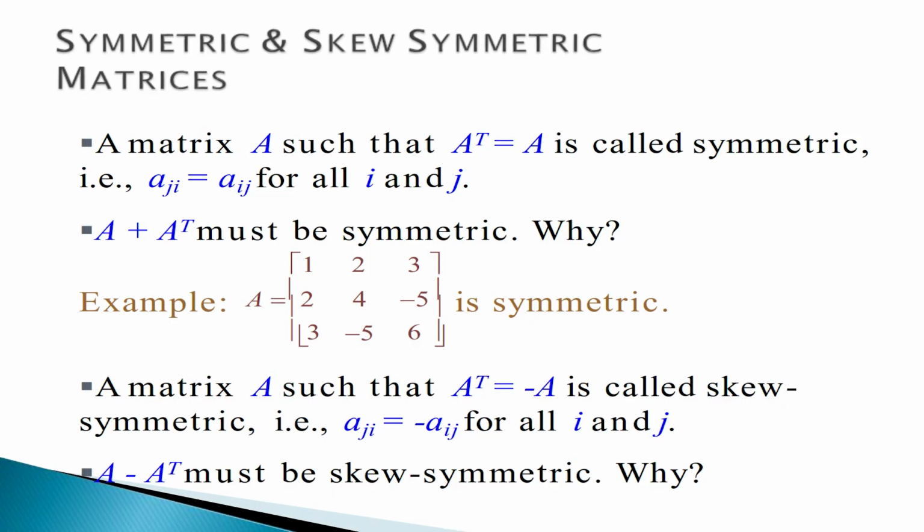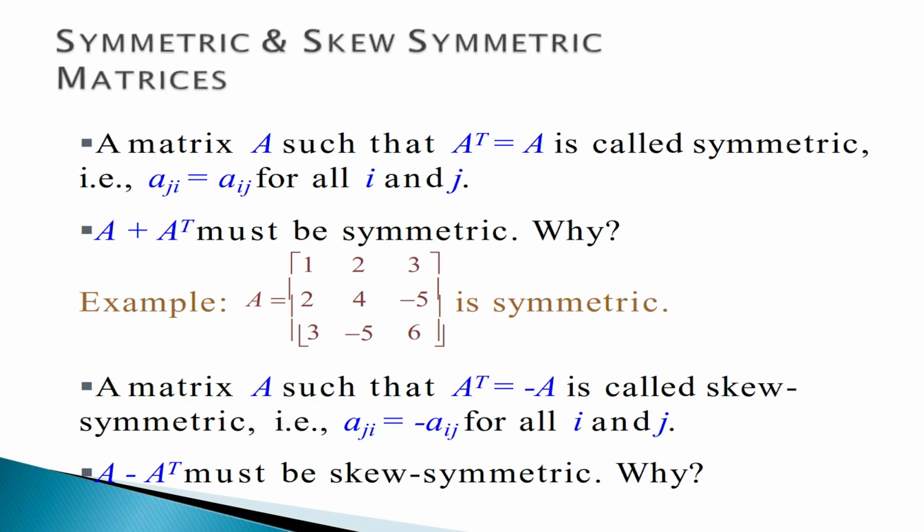Next is what is a symmetric and skew symmetric matrix. A matrix A is said to be symmetric if the transpose of A is equal to A. Here, A plus A transpose must always be symmetric. Here is an example. A is the matrix 1, 2, 3, 2, 4, minus 5, 3, minus 5, 6, which is a symmetric matrix.